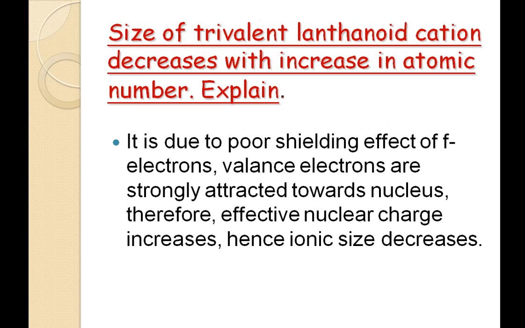Now, the size of trivalent lanthanoid cation decreases with increase in atomic number. Again the reason is the same, due to poor shielding effect of f electrons. So, valence electrons are strongly attracted towards the nucleus. Effective nuclear charge increases and hence ionic size decreases.